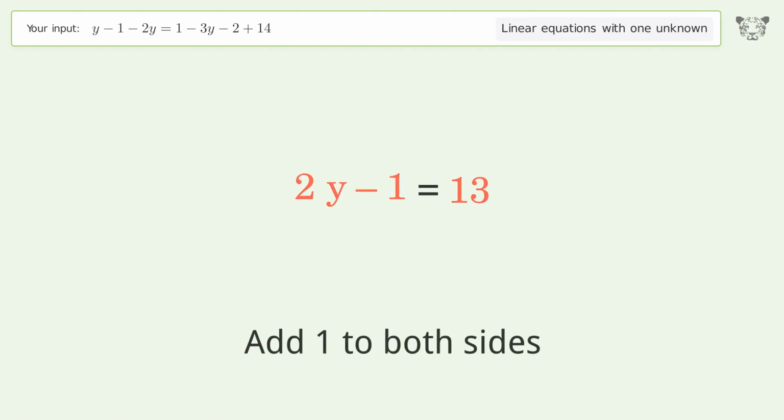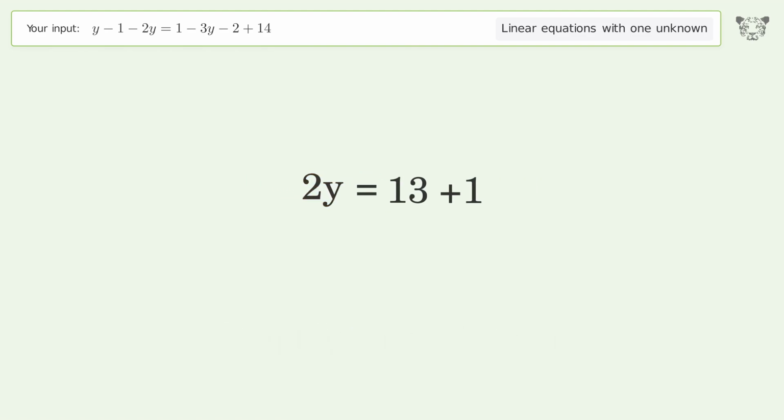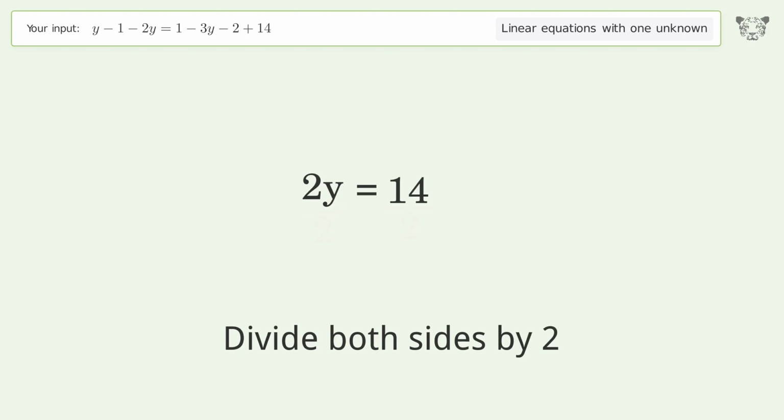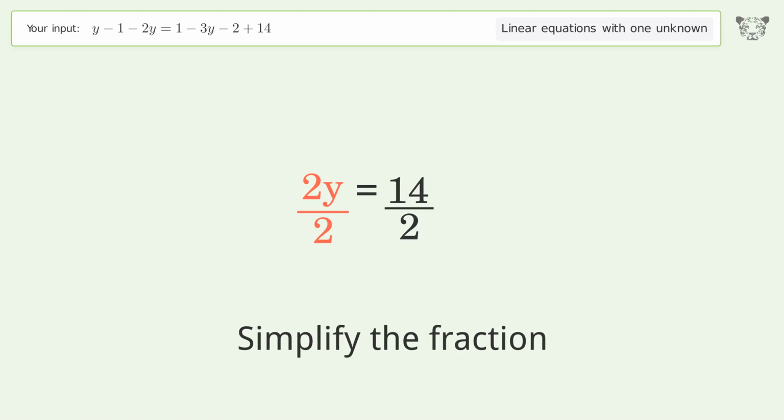Add 1 to both sides. Simplify the arithmetic. Isolate the y. Divide both sides by 2. Simplify the fraction.